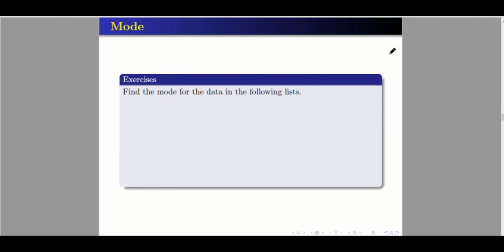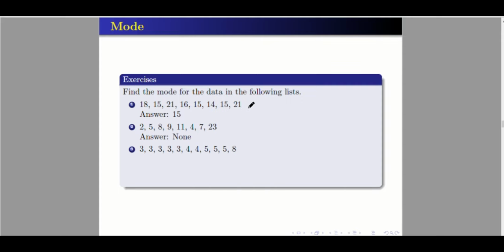So, exercises. Find the mode for the data in the following list. For number 1, we can see here that there are 3 15s, so 1, 2, 3, and there are 2 21s. So we will choose the most frequent, which is 15. Number 2, all of them appear only once, so there's no mode. Number 3, 3 appears five times, 4 twice, 5 three times. So the most frequent is 3.